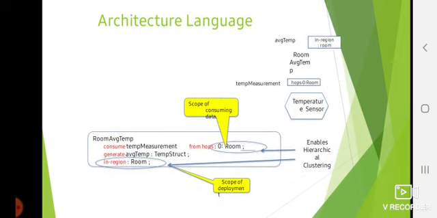Next, we have to see about the architectural language. The architectural language is mainly based on the scope of consuming data and the scope of deployment. It enables the hierarchical and clustering.